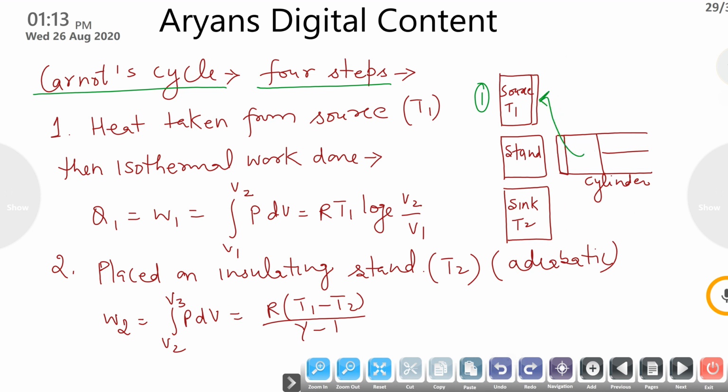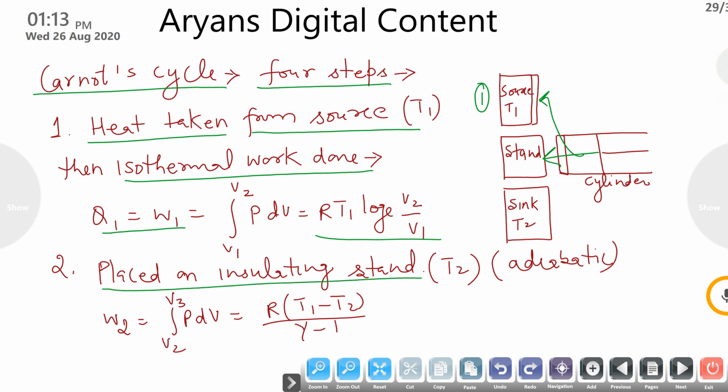So first is the heat taken from the source, and this is an isothermal process, and in an isothermal process we know very well the work done is RT log V2 by V1. We have derived this equation previously. Now in the second step, when the cylinder is placed on the stand, there is no heat exchange because the stand is an insulating stand. So in this adiabatic process, the temperature will change from T1 to T2 and the work done is given by R(T1 minus T2) over gamma minus 1.